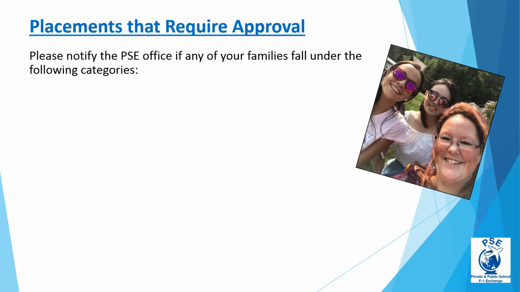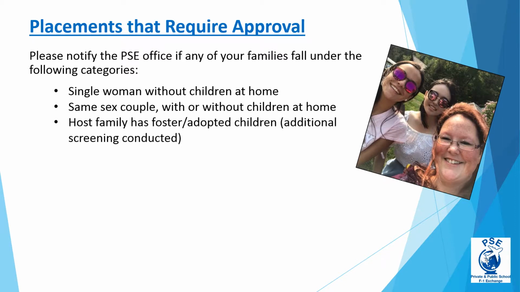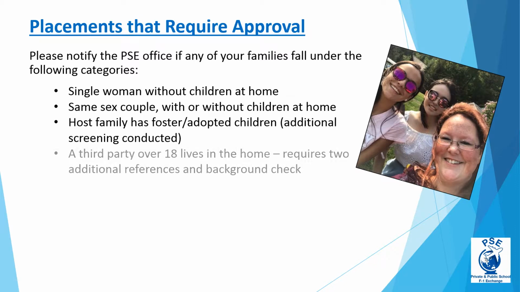Please notify the PSE office if any of your families fall under the following categories: a single woman without children, same-sex couple with or without children, host family who has foster or adopted children. In these cases, additional screening will be conducted. If there is a third party, such as a friend or roommate over the age of 18 who is also living in the home, we will need 2 references and will complete a background check for any third party living in the house unless the third party is a relative. In this case, additional references will not be required.